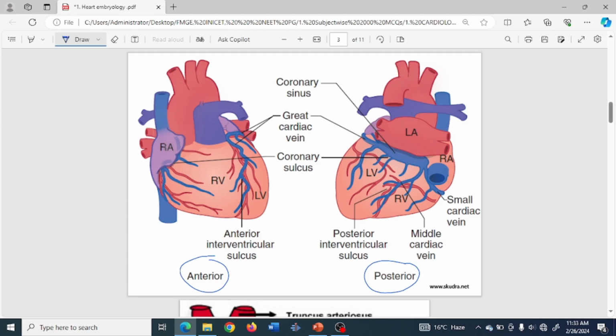So what is the difference? The difference is that from anterior view we can see right ventricle, left ventricle and right atrium, but we can't see the left atrium because left atrium is located posteriorly. In the similar way, coronary sinus is also located posteriorly in between the atrium and ventricle. What is the function of coronary sinus? The function of coronary sinus is to collect the blood from different part of the heart into the right atrium. Okay, so I hope you understood this.